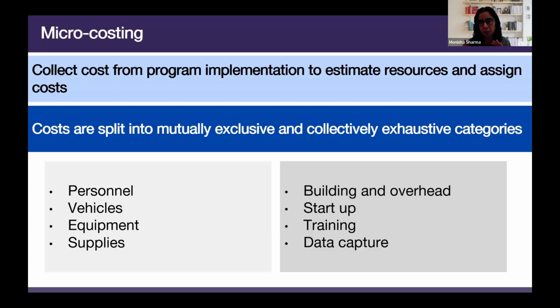So you can say, for personnel, who are the staff working on the intervention, and then equipment, what is being used in terms of computers and other supplies. And then you can, as long as everything is accounted for somewhere, these kind of categories can be arbitrary, and you can split them in a way that makes sense to you.